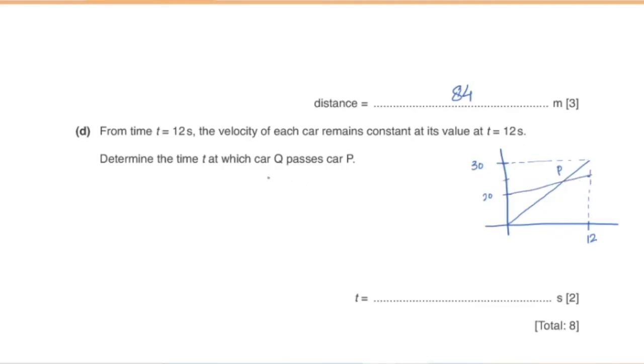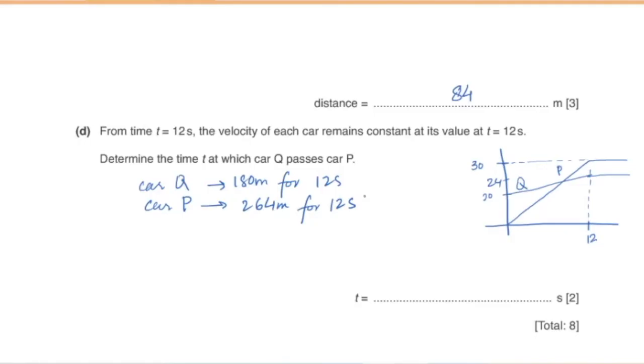The question says that from time t equals 12 seconds, the velocity of each car remains constant. They continue traveling with whatever speed they had reached at t equals 12 seconds. So for the next few seconds, car Q will continue traveling at 30 meters per second, and car P will travel at 24 meters per second. So for the first 12 seconds, car Q has traveled 180 meters, which I'll mention here, and car P has traveled 264 meters. After 12 seconds, they both are now traveling at constant speed. For car Q to catch up with car P, it should have traveled the exact same distance by that time as car P.